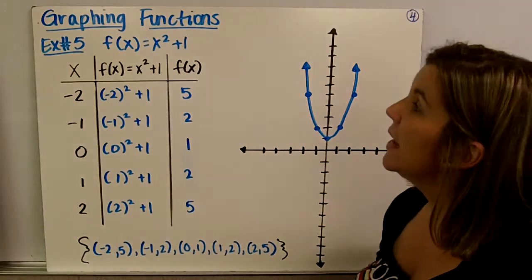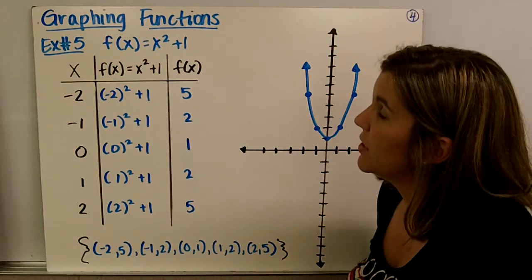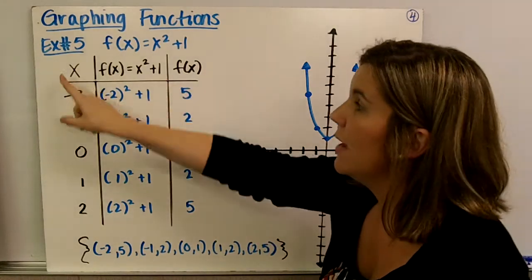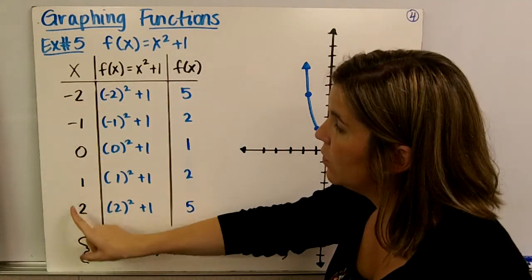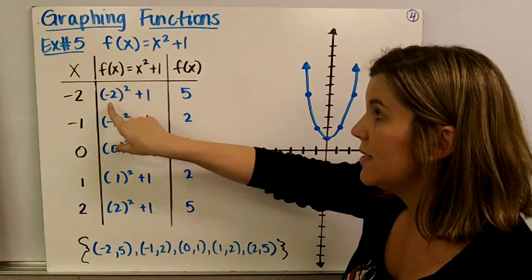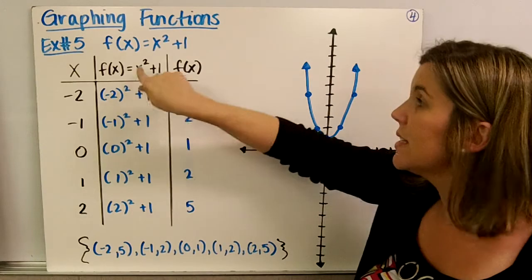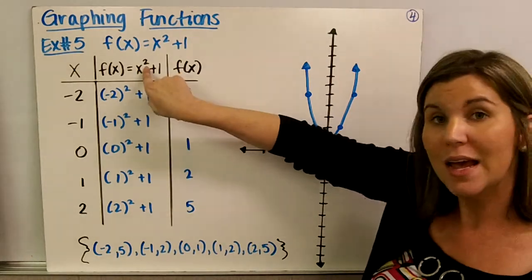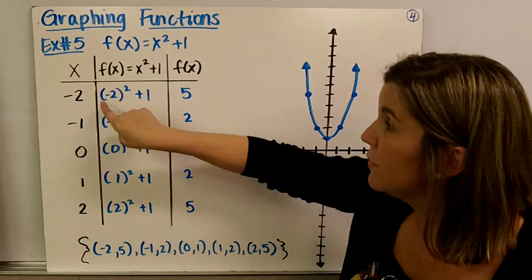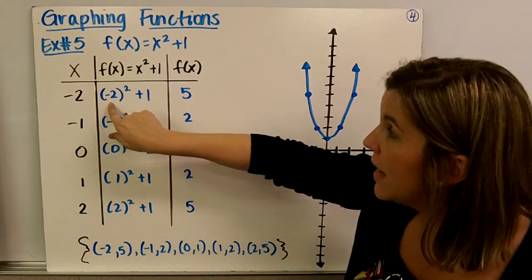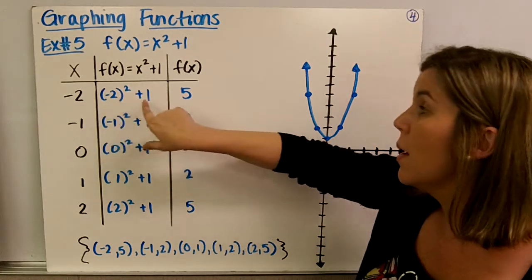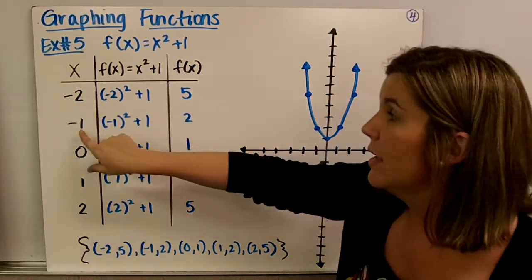Example number 5, f of x equals x squared plus 1. So again, I've drawn my table. Here's my function rule. I've chosen -2, -1, 0, 1, and 2 as my x values. Substitute where x is. Make sure you use parentheses, especially if you have an exponent, because that's going to change the value if you forget your parentheses.